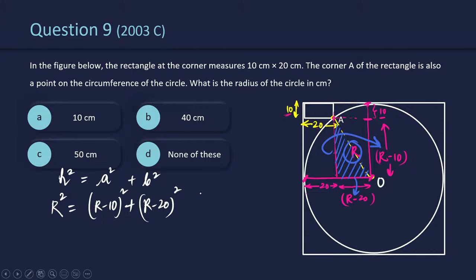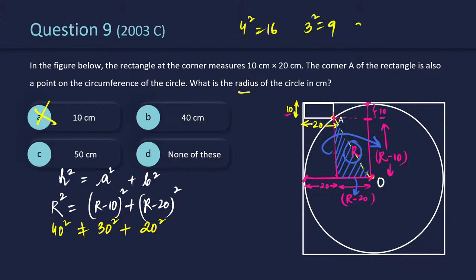Now, don't open the squares and solve. Use the options. So if I choose the first option, if I put radius as 10, then this will become negative. If I take r as 40, 40 square is equal to 30 square plus 20 square. That doesn't hold. 4 square is 16, 3 square is 9, 2 square is 4, 9 plus 4 is not 16. So this can't be your answer.